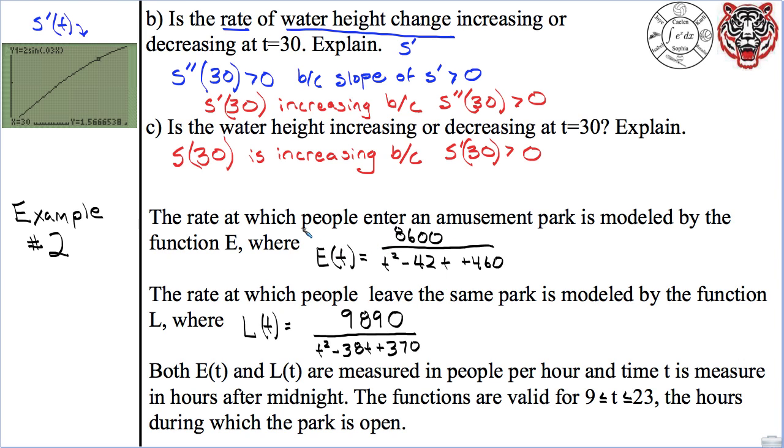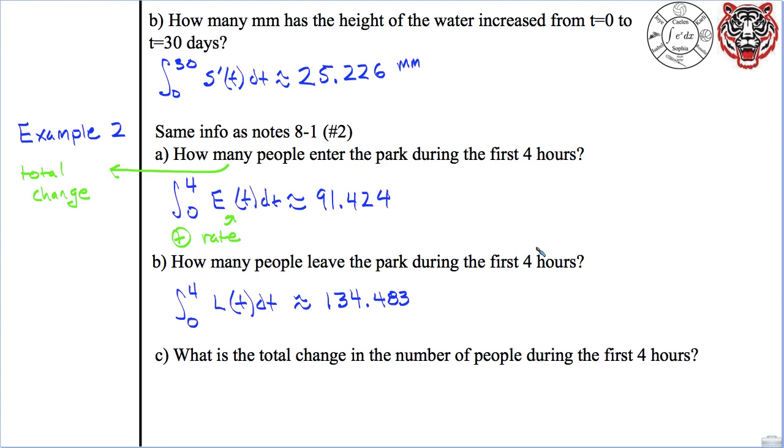People entering per hour. People per hour. So E of t is measured in people per hour. This one was people per hour. So when we come back here and we take the integral, what are our units now? So now it'd be just people. 91 people. And Carly had the correct answer there. We're measuring people, so 91.4 people.